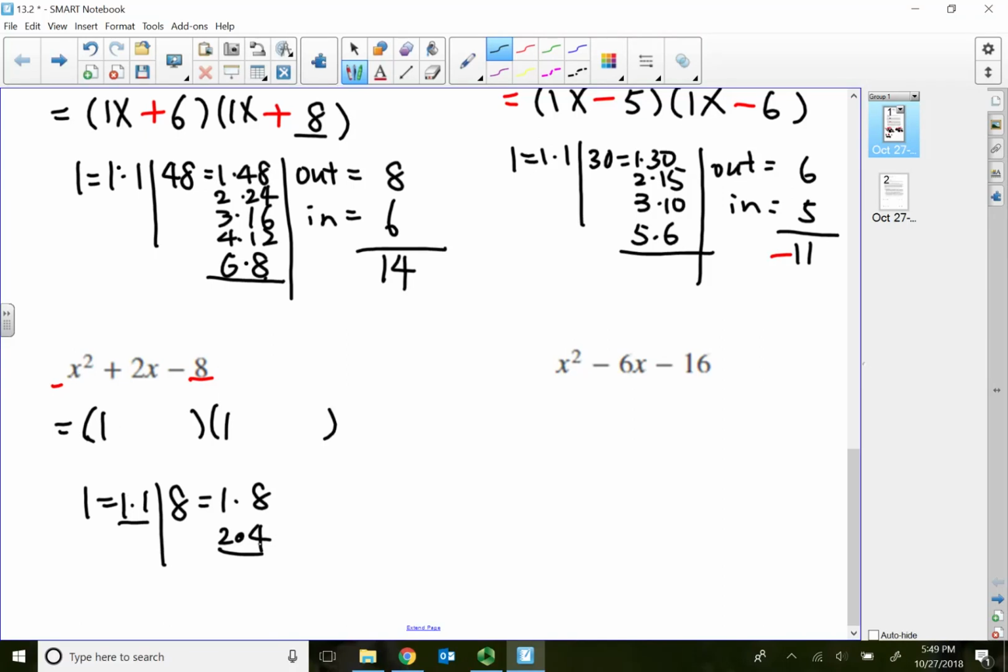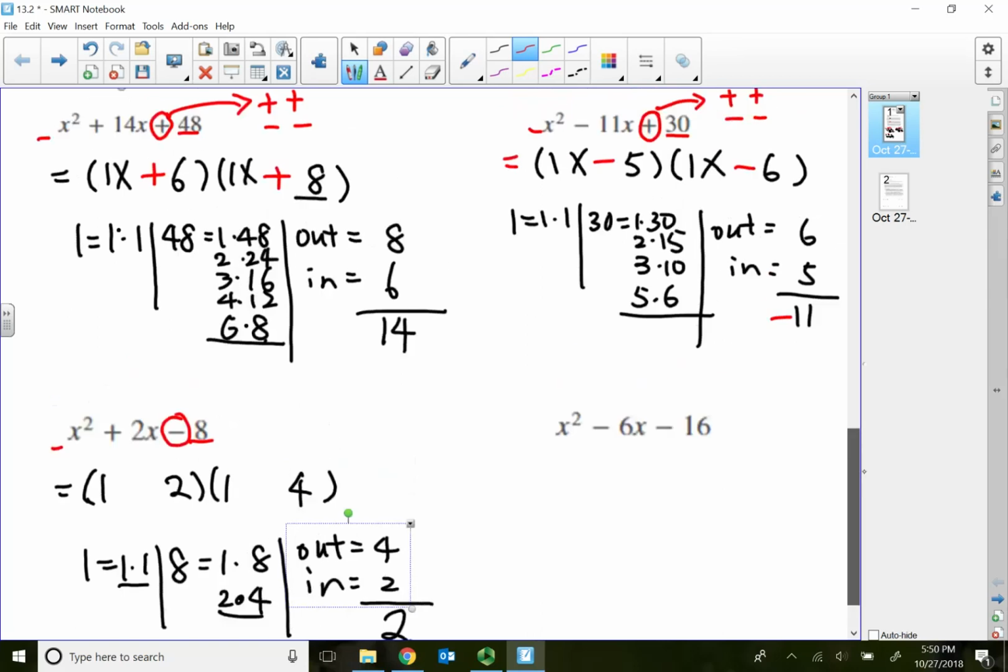at the beginning of the 2 parentheses. The factor of the last term, 8, goes on the back side of the 2 parentheses. Step number 4, let's make sure my inner and outer combined can give me my middle term. So my outer, 1 times 4, is 4. My inner, 2 times 1, is 2. And when I combine 4 and 2, I can get 2, which is my middle term, if I subtract.